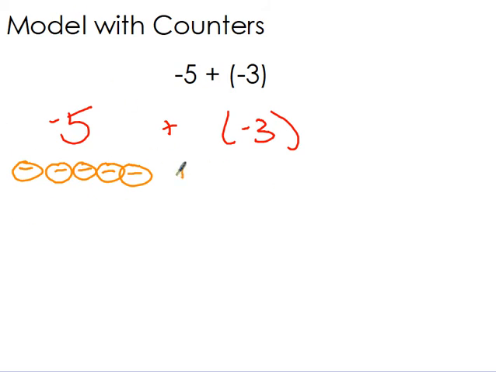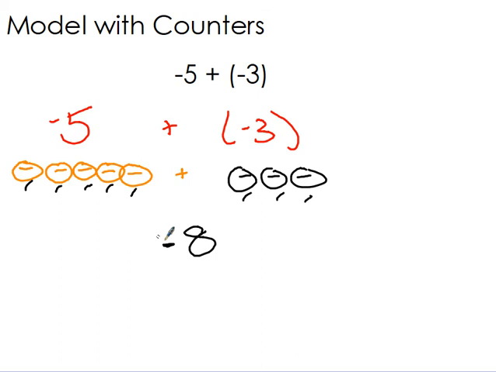I'm going to combine that, so I'm adding that with 3 negatives. Here's a negative, a negative, a negative. 5 negatives combined with 3 negatives. How many negatives do I have total? Well, I have 1, 2, 3, 4, 5, 6, 7, 8. I have 8 negatives, so my answer is -8. So -5 plus -3 is -8. And this is how I would model it.